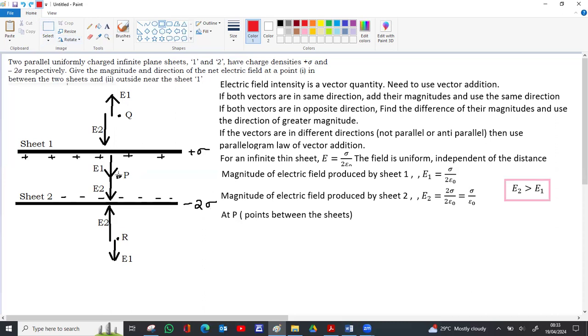So at P, both are in the same direction, so you can put E1 plus E2, along minus j cap. And the E1, E2 values are sigma by 2 epsilon 0 and 2 sigma by 2 epsilon 0. So that becomes sigma plus 2 sigma, 3 sigma by 2 epsilon 0, down, minus j cap. So this is the resultant electric field intensity at P. The magnitude is 3 sigma by 2 epsilon 0. Minus j cap means from plate 1 to plate 2.